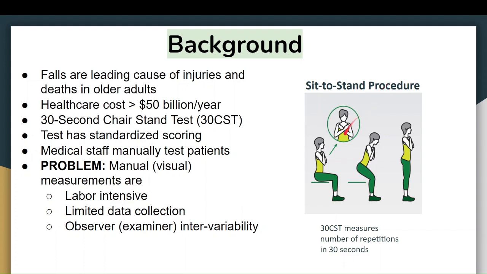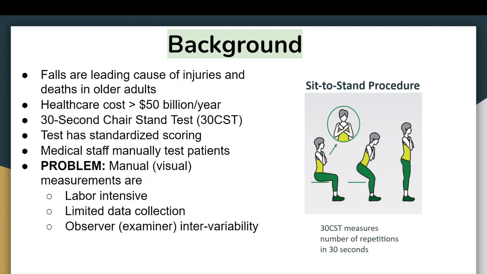One repetition in this test is constituted by a patient going from a sitting position to a standing position, and back down to a sitting position with their arms crossed over their chest. The 30-second test measures how many repetitions a patient can perform within a 30-second time span. This test has standardized scoring, meaning that patients in certain age ranges have to perform a certain number of repetitions to not be considered at risk for falls.